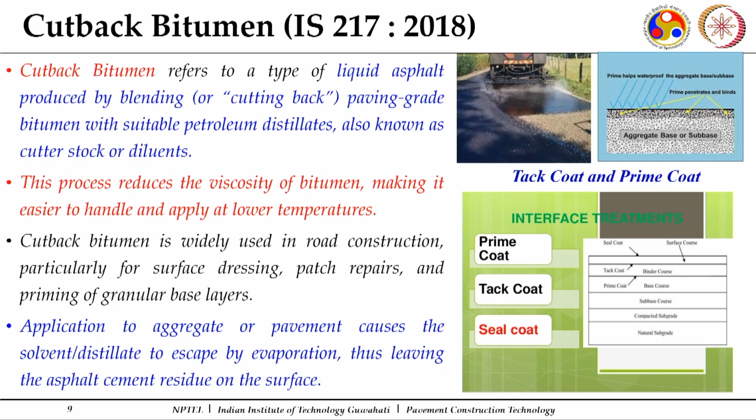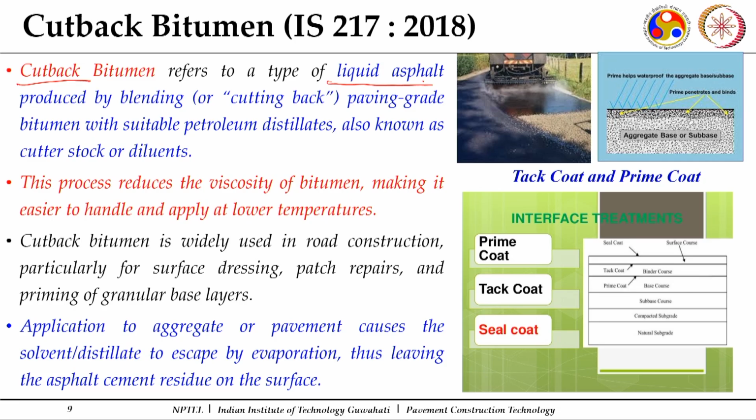Now the other category of binder, which is the cutback bitumen. Cutback bitumen, as the word itself says, we are cutting back something. So what are we cutting back here? We are cutting down the viscosity of the bitumen. It refers to a type of liquid asphalt produced by blending or cutting back paving grade bitumen with suitable petroleum distillates. So when we add these petroleum distillates, we are cutting back or lowering the viscosity of it, and these petroleum distillates are known as cutter stock or diluents.